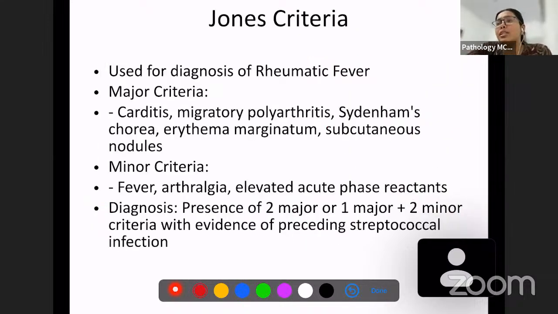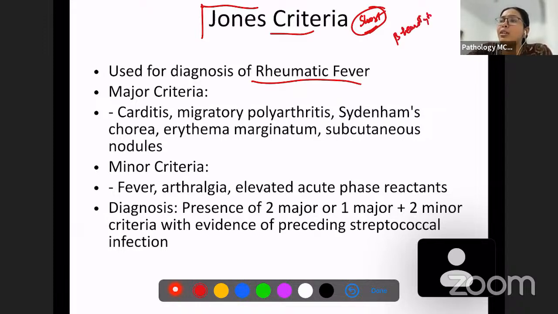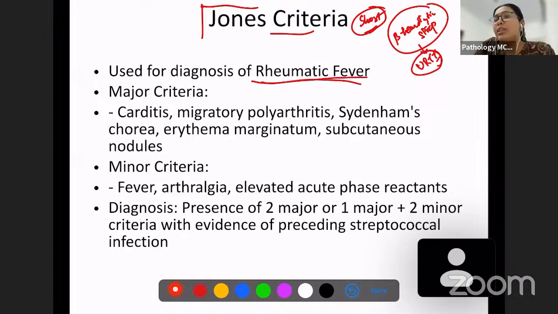Okay, so now we are going to discuss another short answer question here. And this short answer question is actually the Jones criteria. First of all, you have to know what rheumatic fever is. Rheumatic fever is a disease caused by beta hemolytic streptococcus. We know streptococcus is a microbe which causes URTI, upper respiratory tract infection, pharyngitis, and all these things. So after URTI, certain individuals develop a cardiac condition, a carditis, which is known as rheumatic fever.